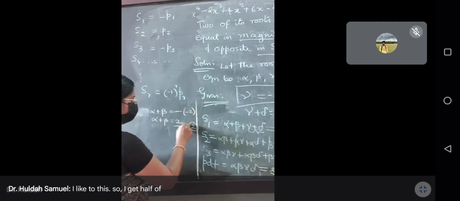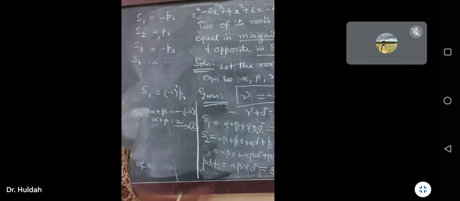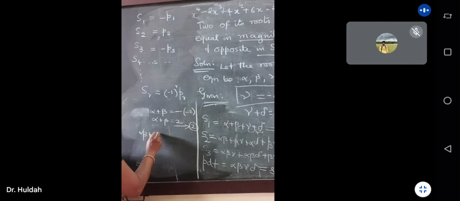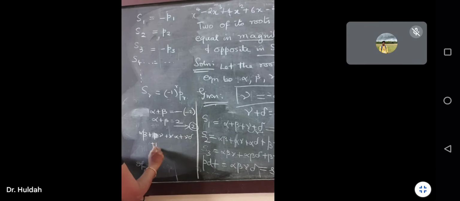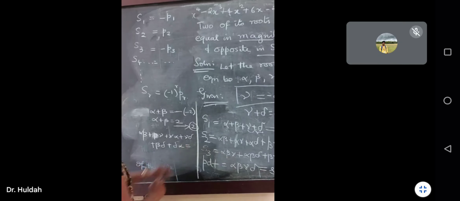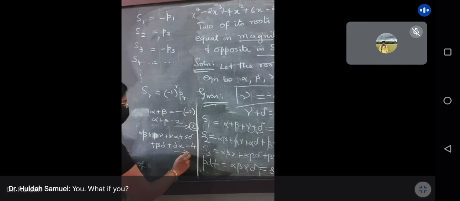Let me call it as equation 1, okay? Then look at this. Alpha beta plus beta gamma plus gamma alpha plus gamma beta, beta delta plus delta alpha, 6 terms equal to Q. What is your Q? 4. So that's the concept.